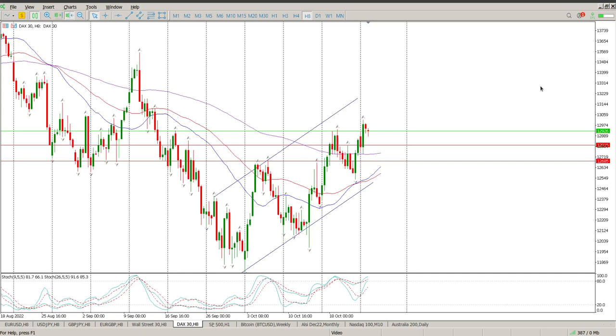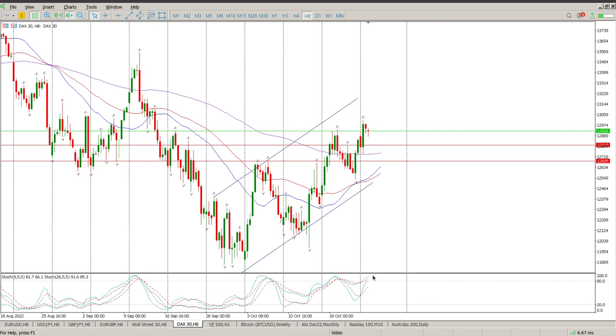Good morning everybody, and this is your DAX day trade setups for today. So we're still very much in the channel. I think a couple of things that are key here is we have a crossover of the moving averages. We've got above the 155 here.